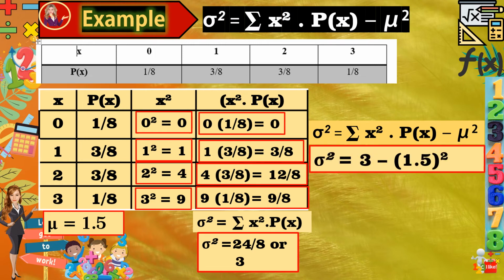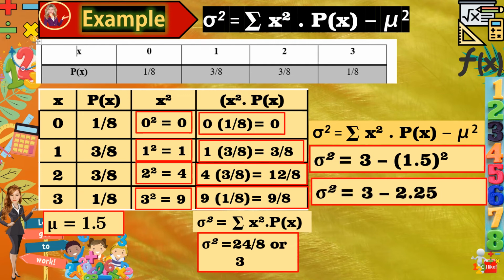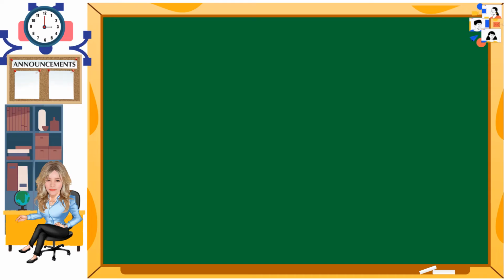Then your mu here is 1.5. Then you need to square it. It will give you 3 minus 2.25. So what will be the variance here? So get the difference. It will give you sigma squared is equal to 0.75. We have the same answer, 0.75. So whether you use the first or the second formula, the resulting variance is the same.